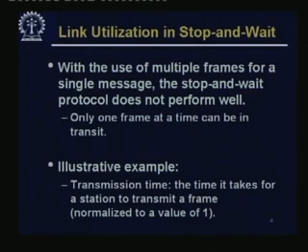Now, let us look at link utilization in stop and wait. How much are we utilizing the link? With the use of multiple frames for a single message, the stop and wait protocol does not perform well. Only one frame at a time can be in transit. Let us illustrate this with an example. Suppose the transmission time, that is the time it takes for a station to transmit a frame, which is an important parameter, is normalized for the time being to a value of 1.